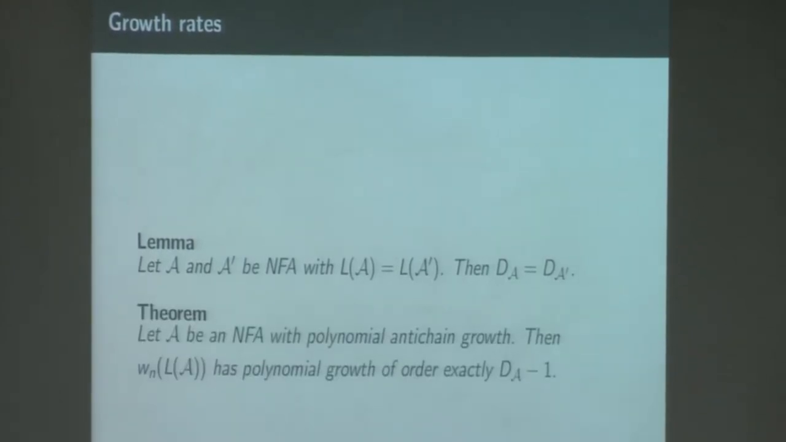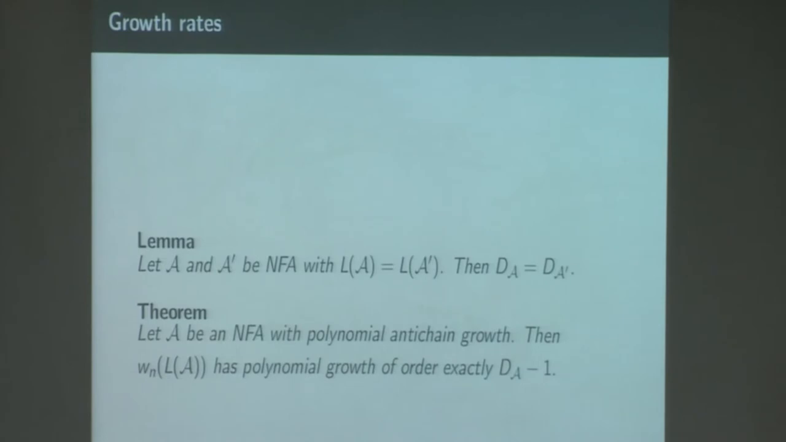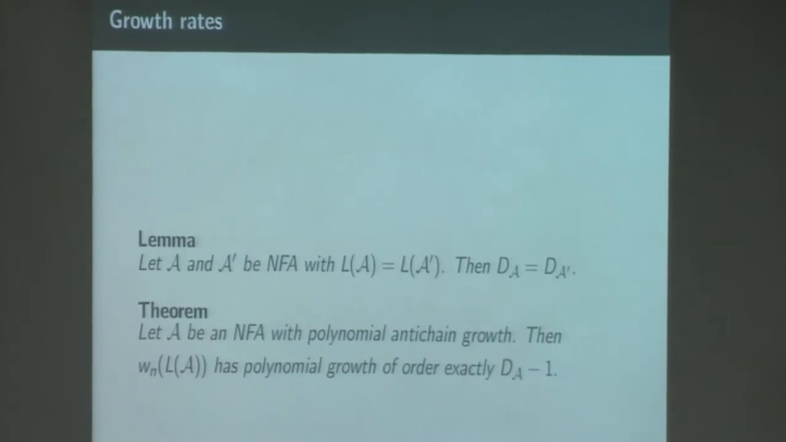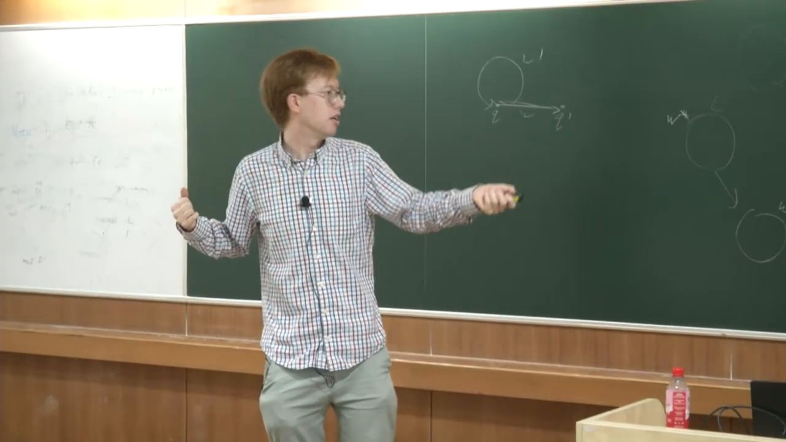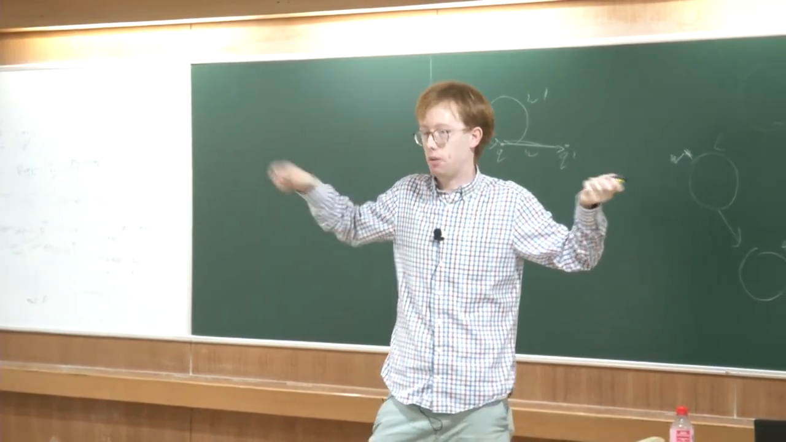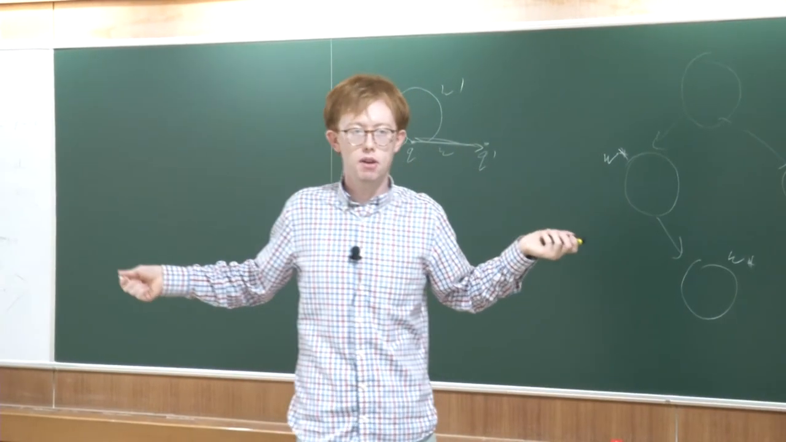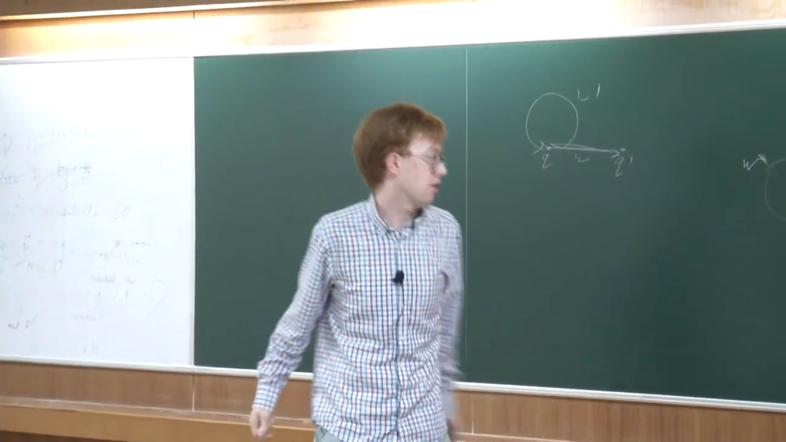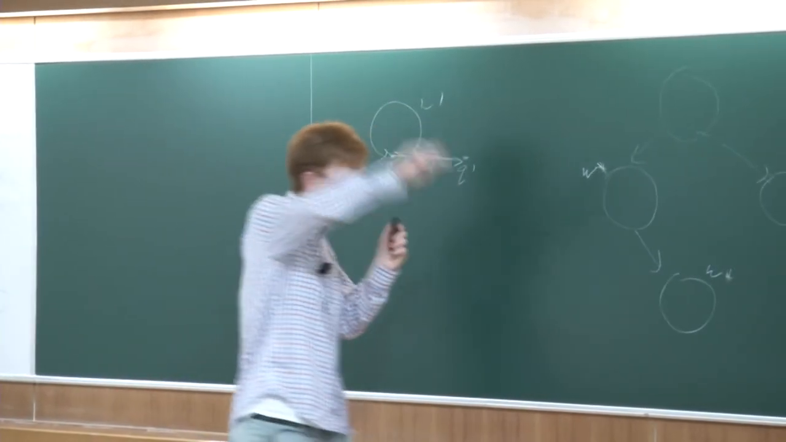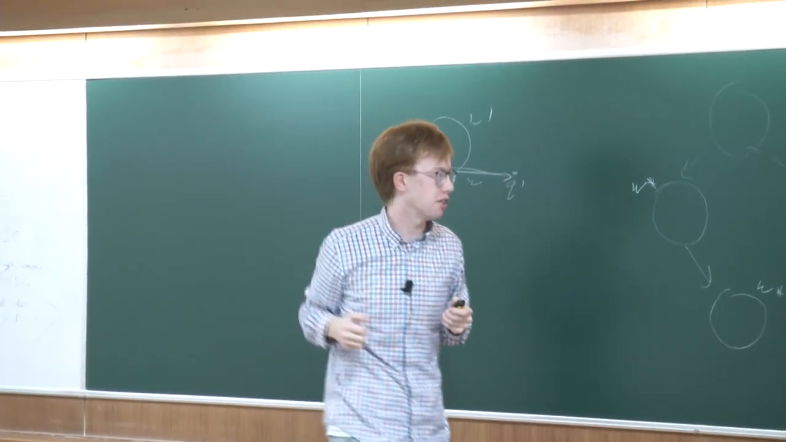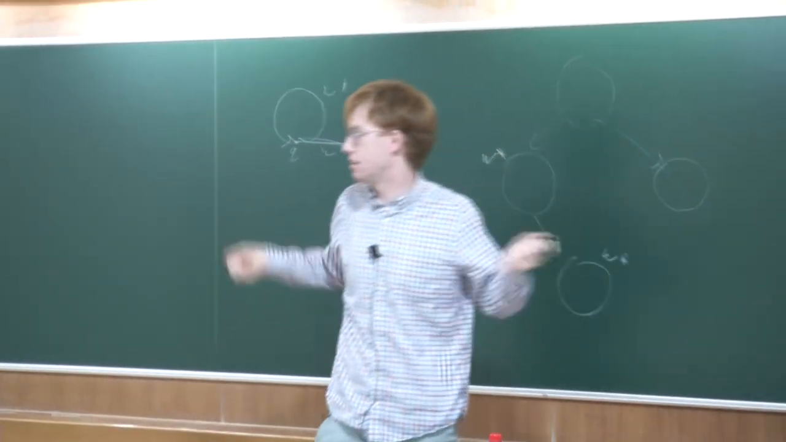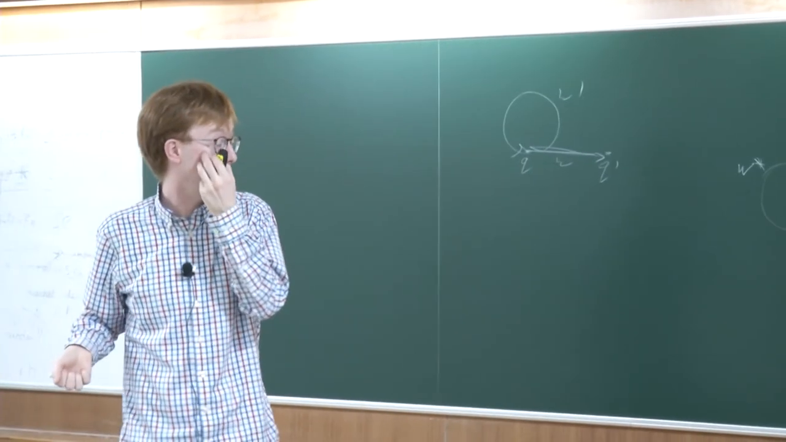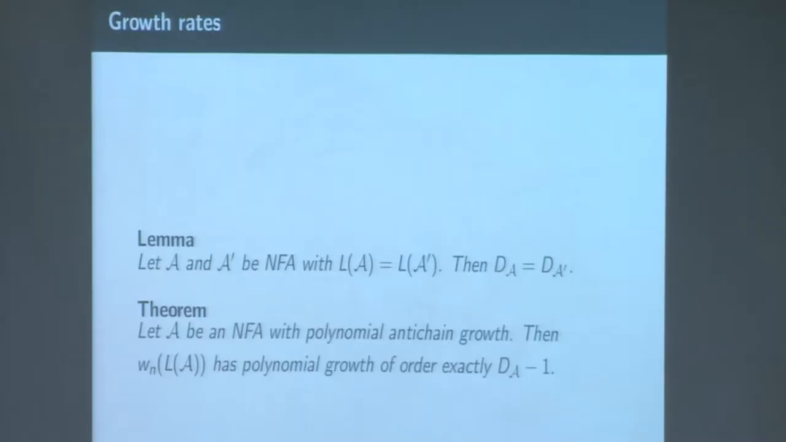And in particular, that means, given an NFA, I can look at its determinization. That's a DFA, and it generates the same language as my original NFA. Therefore, the antichain growth of that language must be D sub A prime, let's say, where A prime is the determinization, which must be equal to D sub A, which is what I wanted. So that proves that how many red edges can be in a path is indeed the antichain growth for NFA.